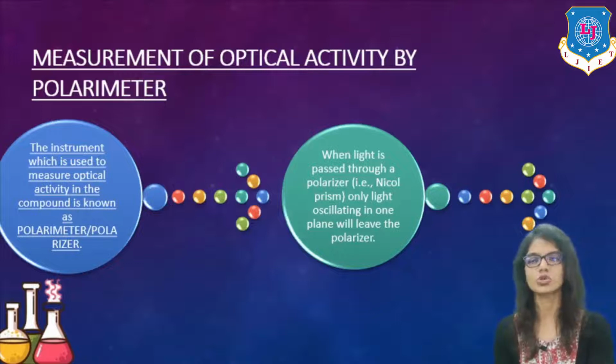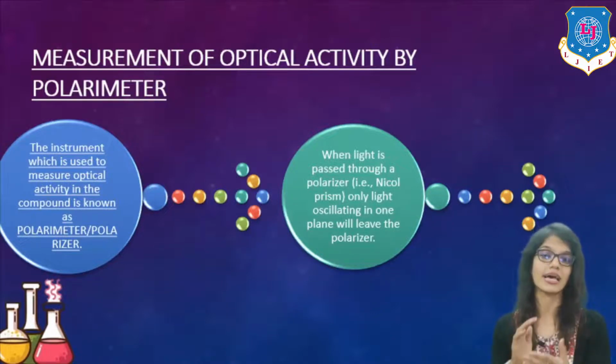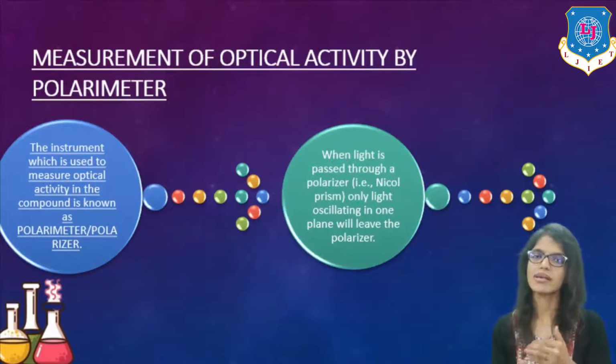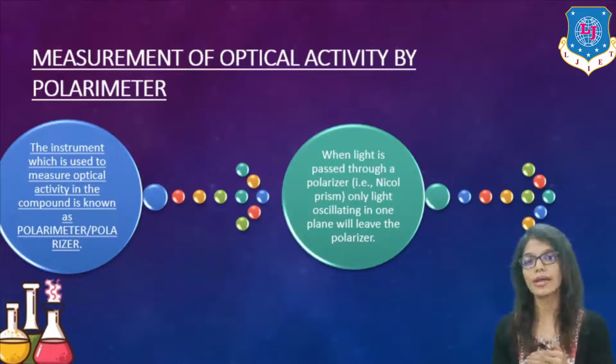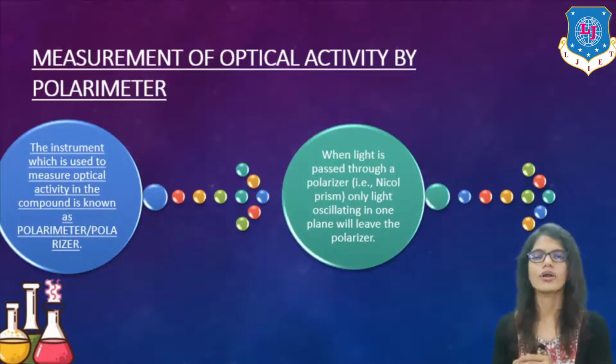We have seen till now what optical activity actually is, but how can we measure it? For the measurement, we use an instrument. The instrument which is used to measure the optical activity in any compound is known as a polarimeter or polarizer. Okay?